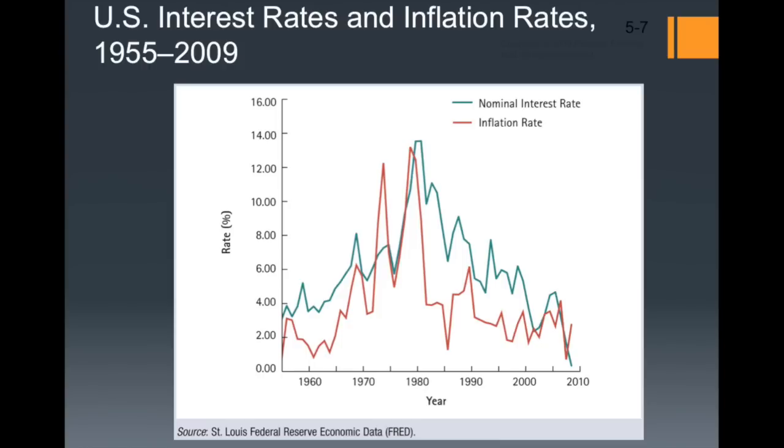Now here are U.S. interest rates and inflation. The nominal rate, the rate with inflation, and inflation, and you can see it tracks pretty well. The nominal rate mostly is higher than the inflation rate. And when inflation goes up, the nominal rate goes up, and the nominal rate goes down, roughly, again, not one-to-one correspondence, when the inflation rate goes down.